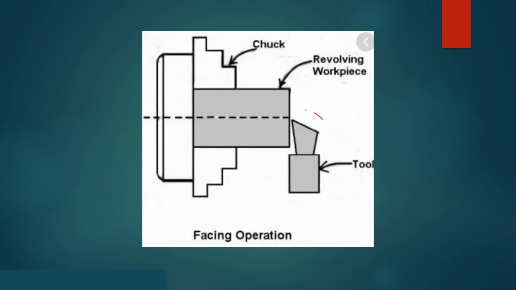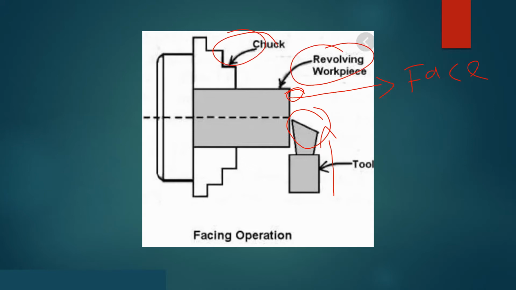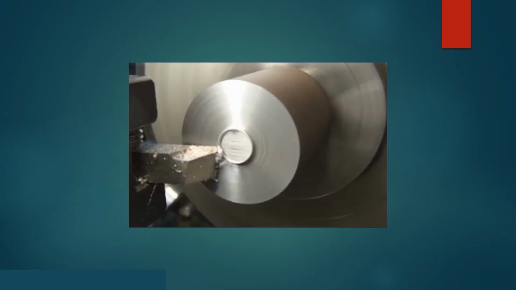You see the tool. This is the face of the job. When we place this tool on the face of the job, it will do the surface finishing on the front side of the job. You see here the same chuck and there is a revolving workpiece. Only the tool is placed on the front side of the job. See here the facing operation is given. This is the finished area and this one is an unfinished area. If we continue to operate, then this portion also will be faced.